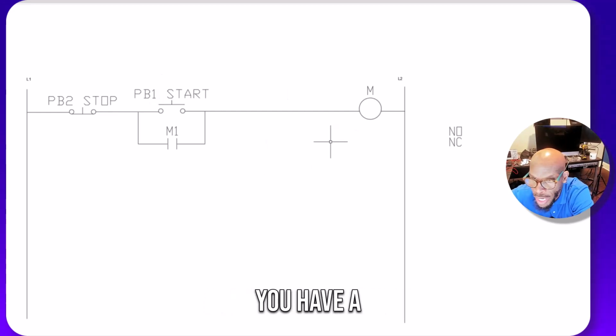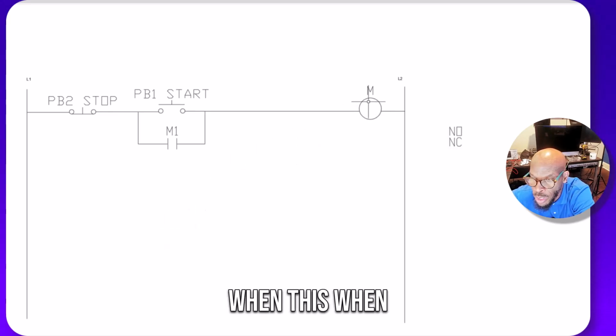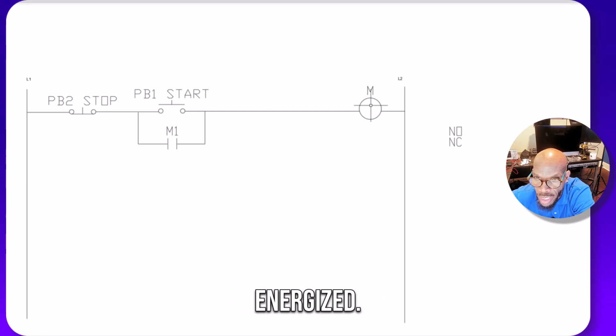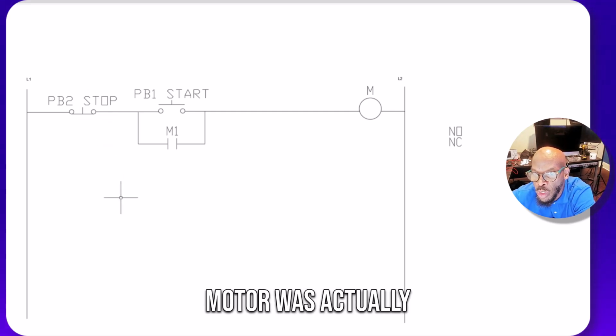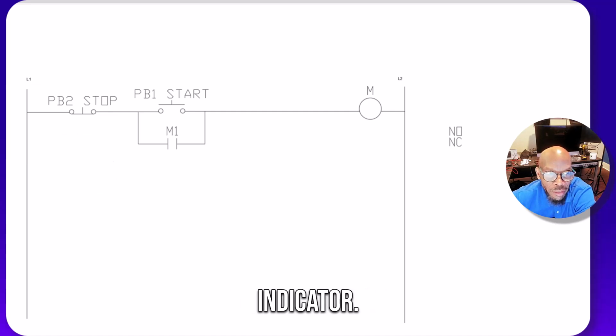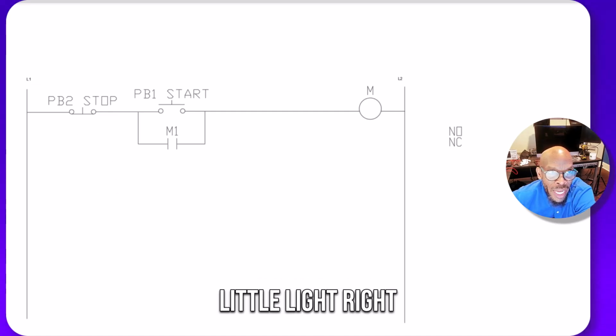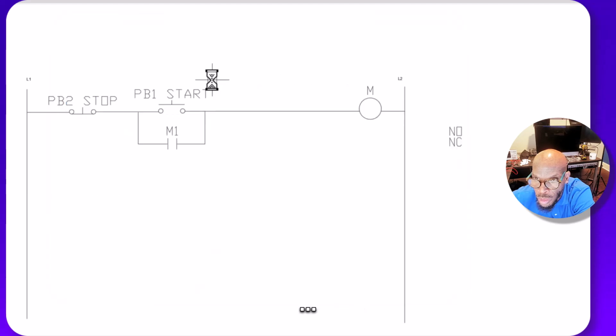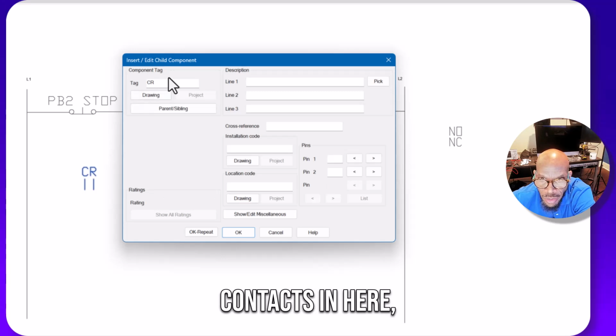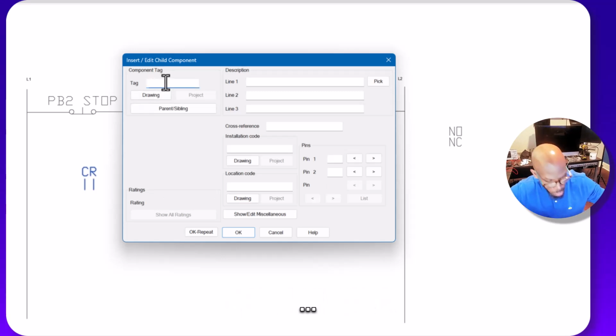Now you have a lot of different other things that can be controlled when this relay coil right here is energized. So let's put in some stuff. Let's say I wanted you to know if the motor was actually running. So you need a green indicator. Let's put in a little light right quick. Let's see how to do that. What we want to do is put this relay contact in here. We're gonna call this one M2.